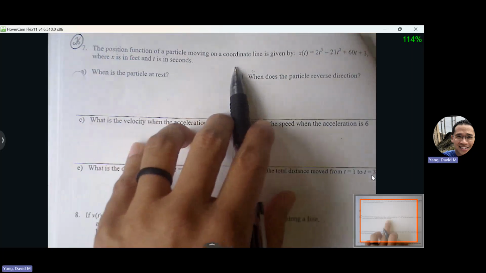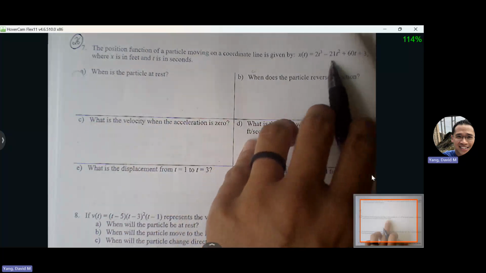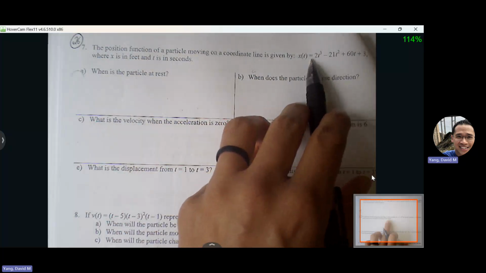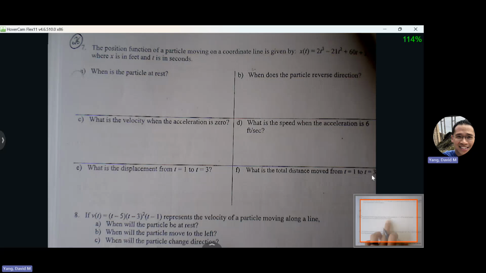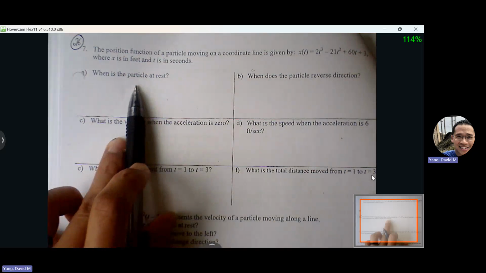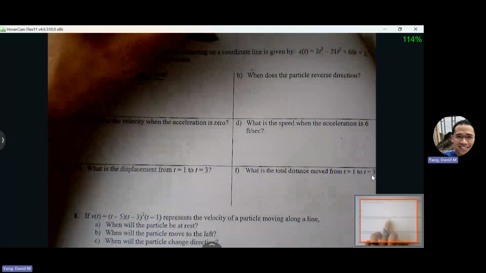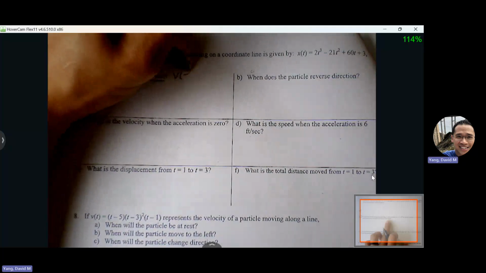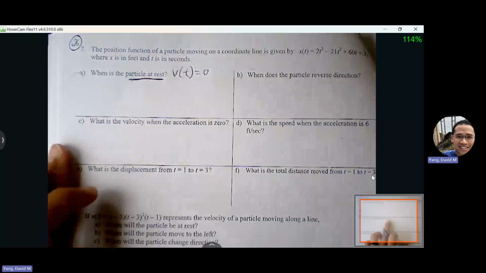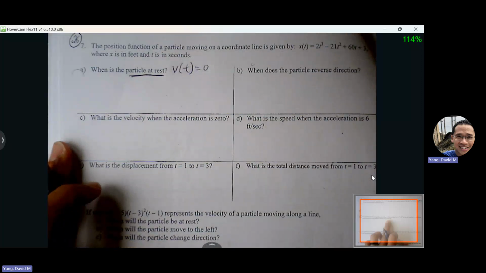Okay, so here's number 7. The position function of a particle is given by x of t, and x of t is the position function. That means x is moving left and right along the x-axis. Okay, when is the particle at rest? So again, how do we interpret that? Particle at rest is when what? Velocity is 0.